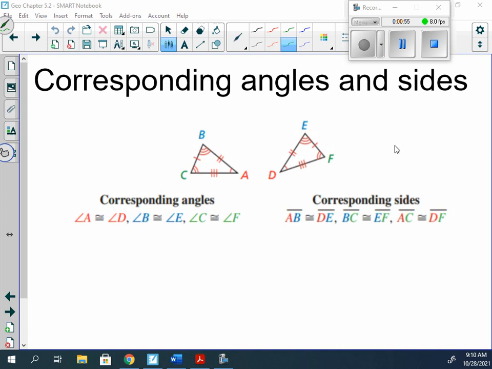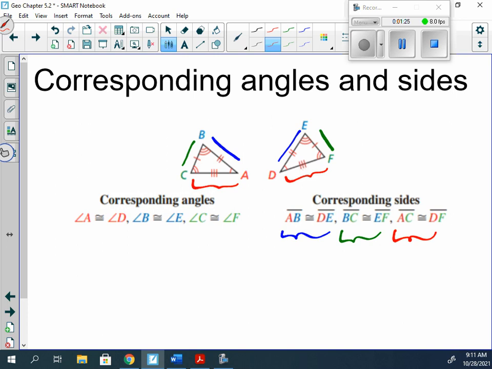The same thing is true for the side lengths. When we look at the two triangles, CB has 1 mark, EF has 1. So BC and EF would be congruent. BA and ED have 2, so they're congruent. And lastly, AC or CA and DF or FD have 3, so they are congruent to each other.